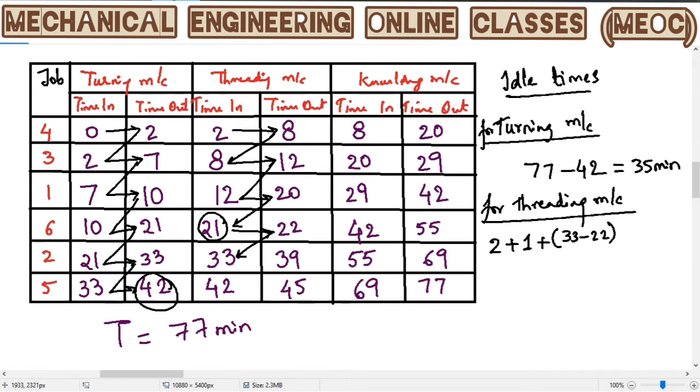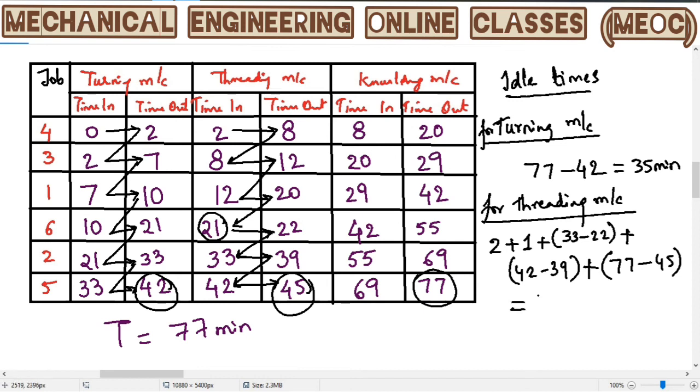And from 33rd minute it was busy on job 2 till 39 minutes, and from 39 it had to wait up to 42nd minute. So 42 minus 39 is a waiting time for threading machine, and from 42nd minute it was busy on job 5 up to 45 minutes. Plus, for the new cycle to again begin, it should wait until all this is completed. So this 77 minus this 45, it was busy only till 45 minutes, so it should wait for this long. This comes out to be 49 minutes per cycle.